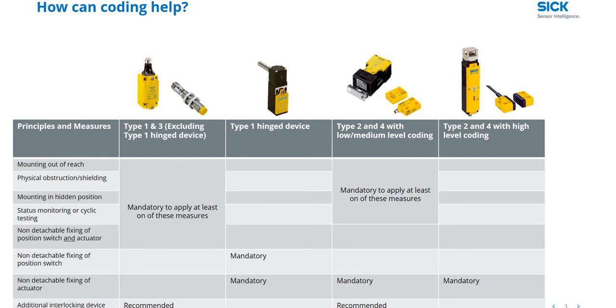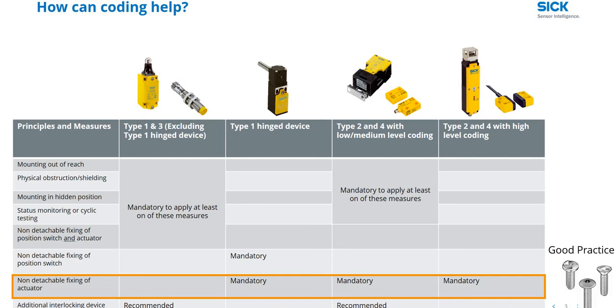When we're looking for patterns here, how do we apply this device? Which one should I choose? Obviously, we notice most of these would recommend or actually consider mandatory per the international standard that you must fix the actuator. So what does this mean? This just means it's really good practice to use safety screws. That's how we would apply and comply with that section of the standard.